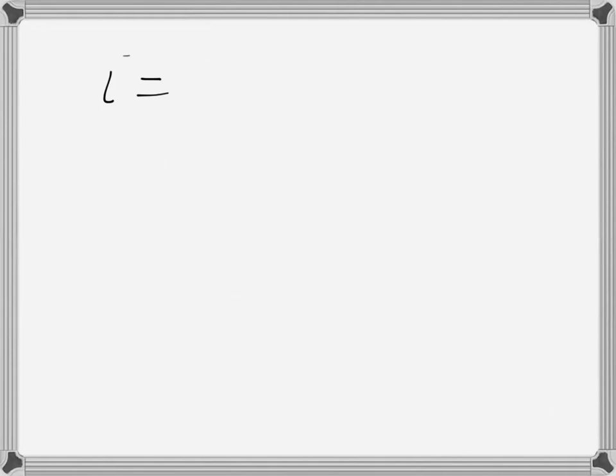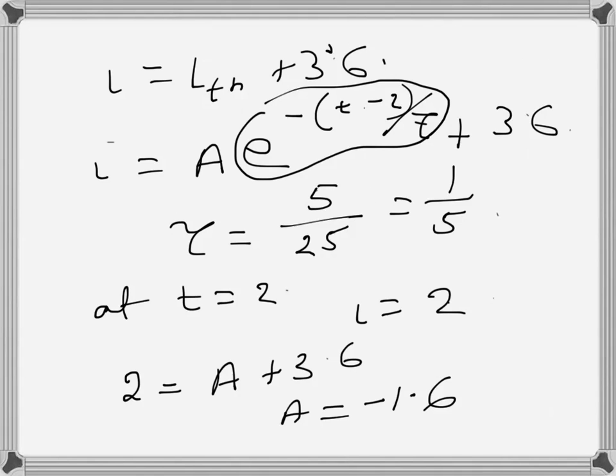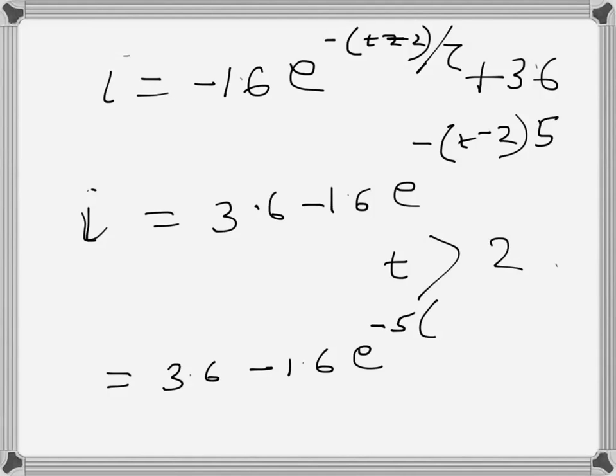So the expression now becomes very simple. It becomes minus 1.6 e to the power minus t minus 2 over tau, plus 3.6. So 3.6 minus 1.6 e to the power minus t minus 2, and 1 over tau is 1/5, so this will be 5 here, basically times 5. That's the expression for I for t greater than 2. I can rewrite this as 3.6 minus 1.6 e to the power minus 5 times t minus 2.